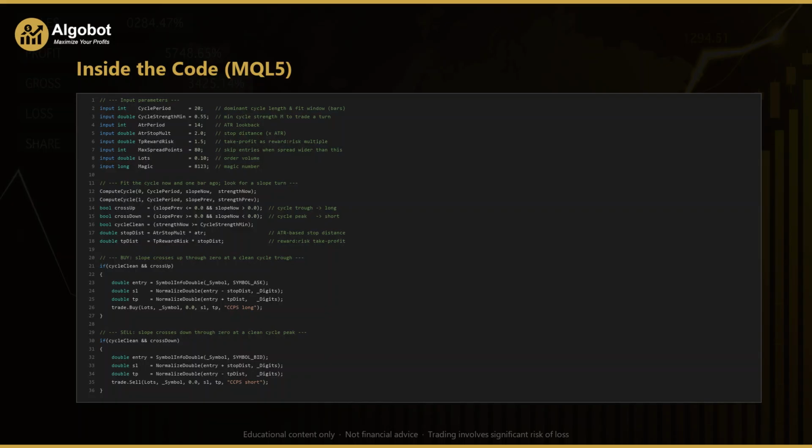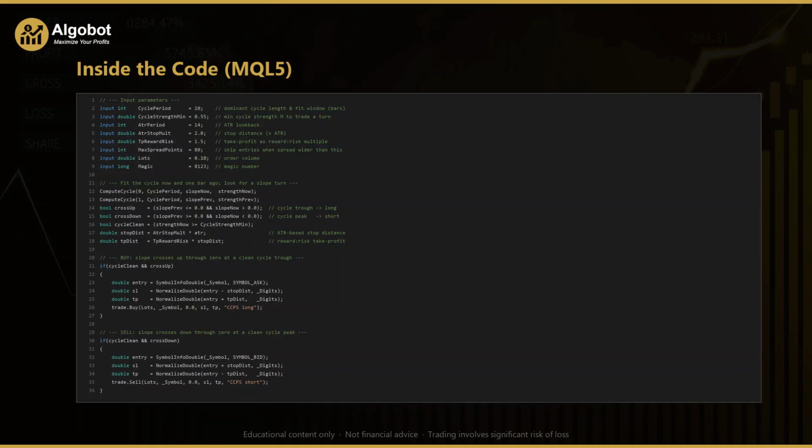Here's the core of the strategy in MQL5, the way it appears in MetaEditor. At the top are the input parameters you can adjust. CyclePeriod, defaulting to 20, sets both the assumed cycle length and the fit window. CycleStrengthMin, at 0.55, is the minimum cycle strength needed to trade a turn. ATR-period and AtrStopMult control the average true range stop, and TpRewardRisk sets the take profit as a reward-to-risk multiple. Max spread points, lots, and magic round out the settings.